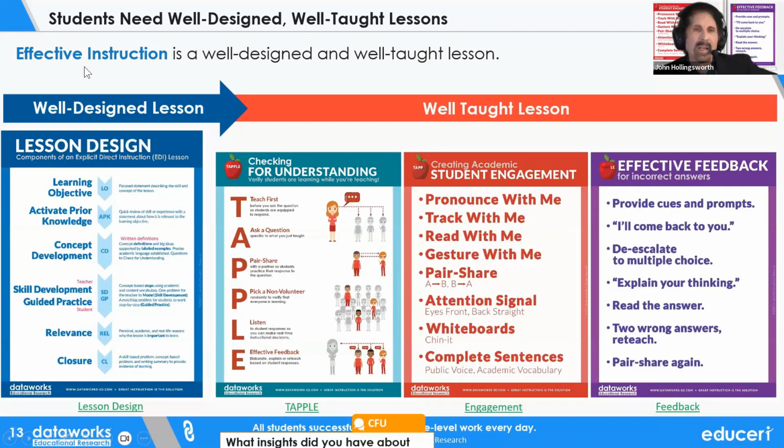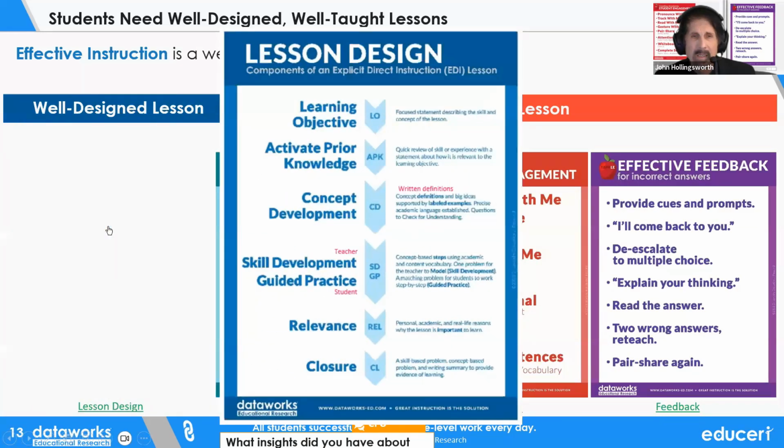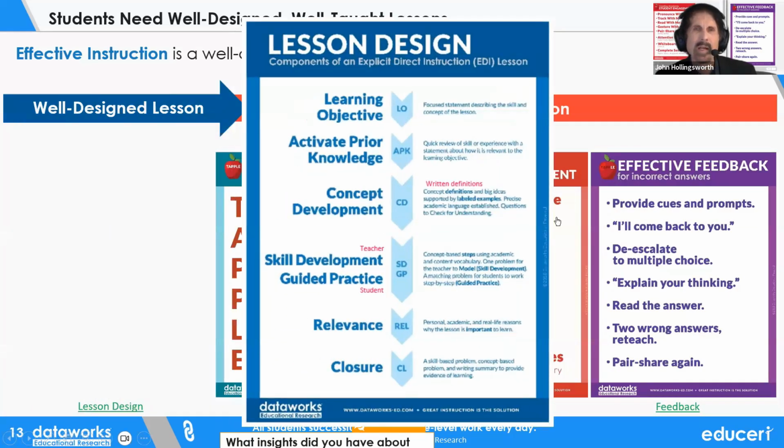Okay, let's look at the next slide. Remember a while ago we said effective instruction is a well-designed and well-taught lesson. So this is the design part over here. How is a lesson designed? And this is the delivery part. The design has lesson components, and the delivery includes checking for understanding and student engagement. We've been using some of those. Another important one is effective feedback. What do we do when students have a wrong answer, and how can we address that? So let's look at the lesson design for a second. I'm just going to go over 2 things right here.